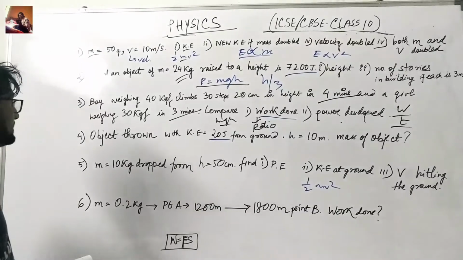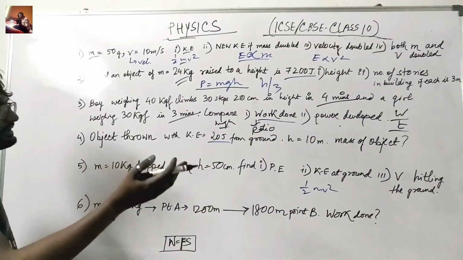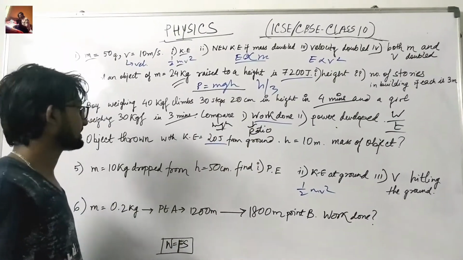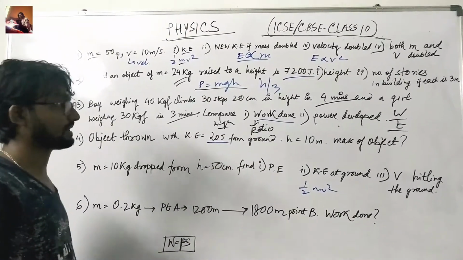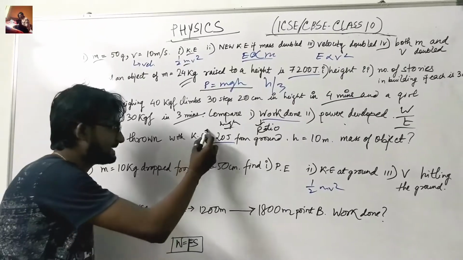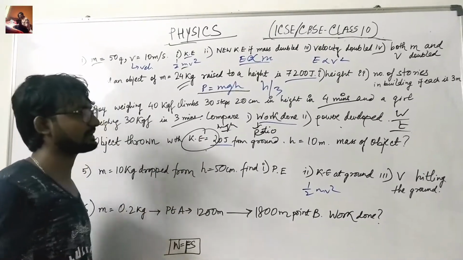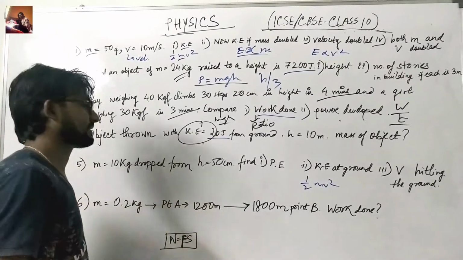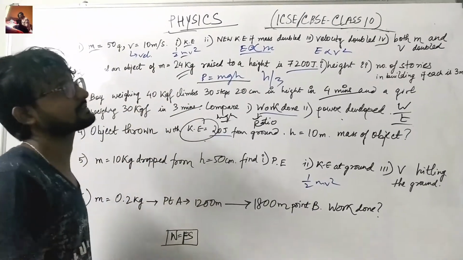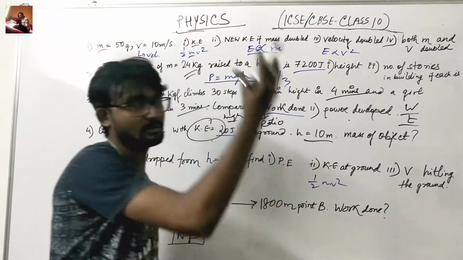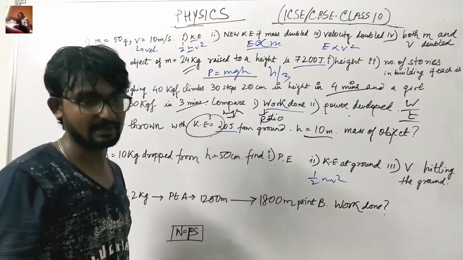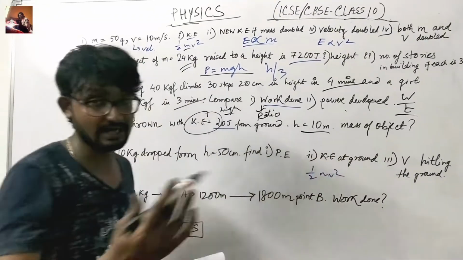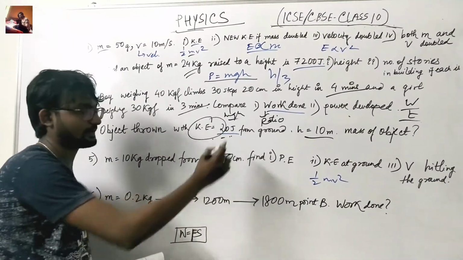Now, an object thrown with KE 20 joule from the ground, find the height and the mass of the object. If you want to find the mass of the object, KE is 20 joule. When I told you about the transformation of energy, the object is thrown from the ground, and when it attains this height, it is gaining potential energy. So transformation is happening. Initial kinetic energy is equal to final potential energy. So mgh is equal to 20 joule.